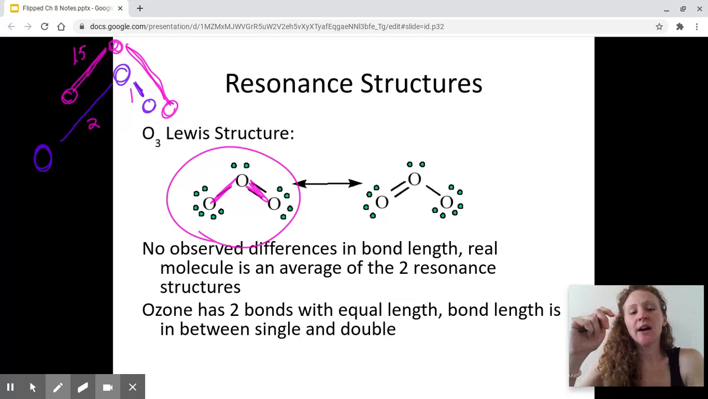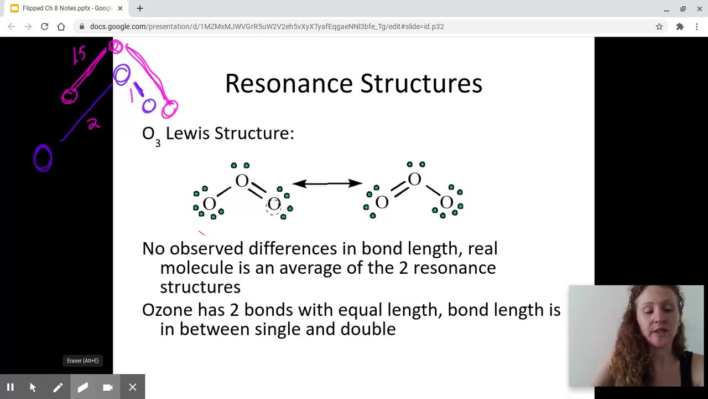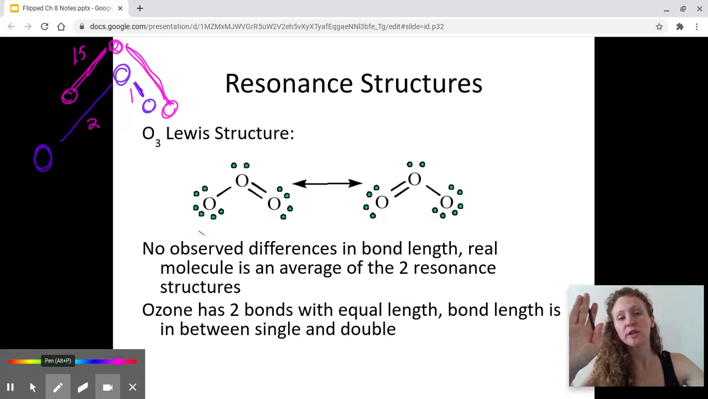And so what we assume in this case is that you can draw the Lewis structure in two different ways. You can draw the Lewis structure with a single bond on the left side, double bond on the right, or you can draw the Lewis structure the opposite way.